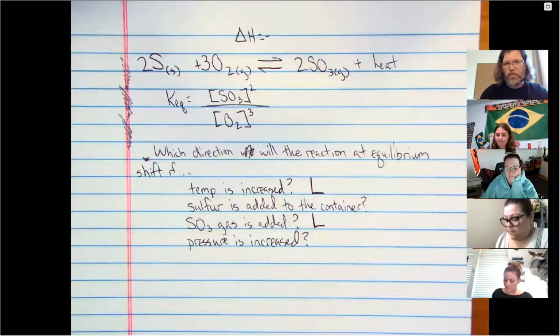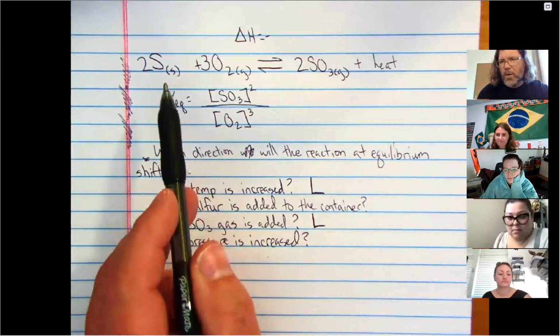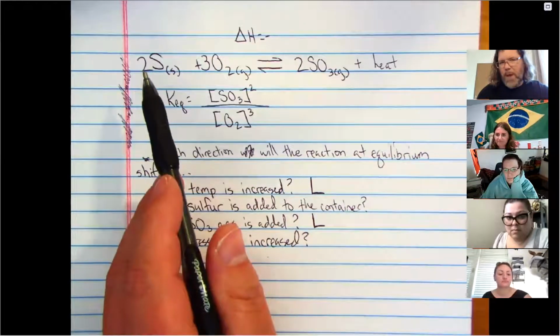Isn't that impossible if one of the reactants is a solid? No, we can make more sulfur. There's nothing wrong with us shifting to the left and making more sulfur.